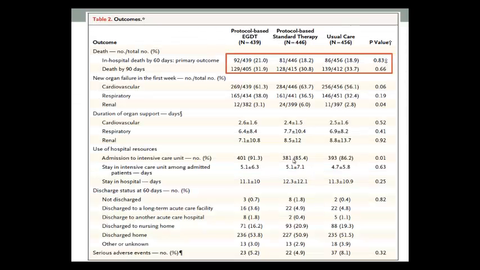And then this is the bottom line of the study: no difference in mortality, either at 60 days or 90 days, in any of the groups. So about 20% mortality, which is pretty good in sepsis.